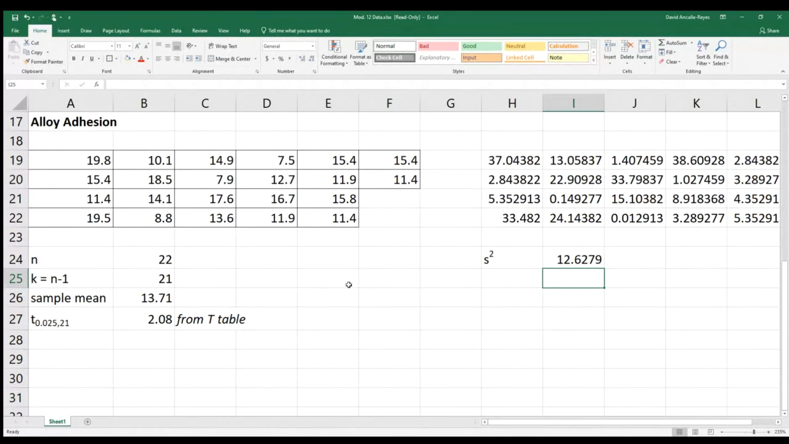For my sample variance, I get about 12.63. My sample standard deviation is going to be the square root of that number, which is roughly 3.55. So now it looks like I have everything I need to calculate my confidence interval. Let me know when you have the sample variance and the sample standard deviation so we can move forward.